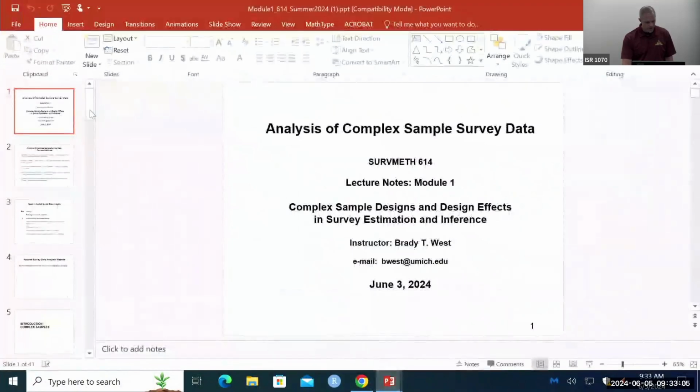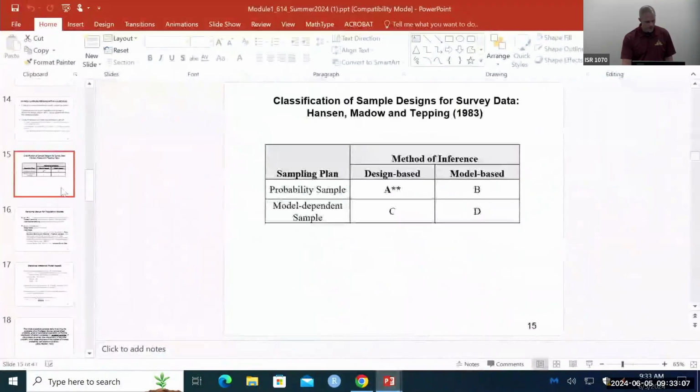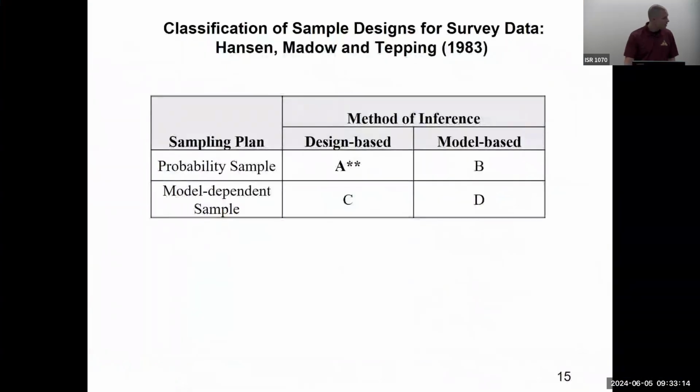Okay, so we're going to get back into our discussion of the basic concepts from Monday. Today we're going to talk about complex sample design features and also weighting. We're going to spend a lot of time talking about weighting and the implications of weighting for the estimates that you produce, and really where weights come from in the first place.